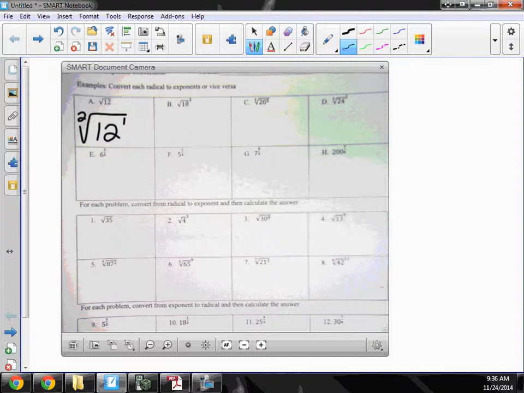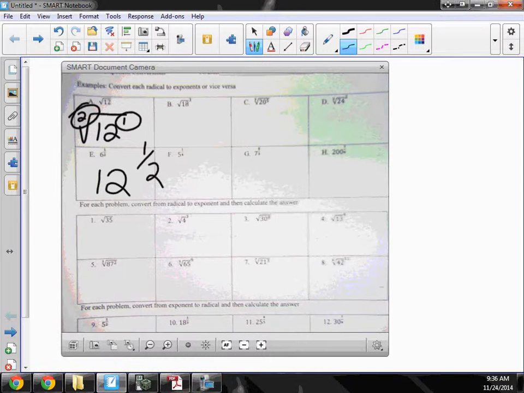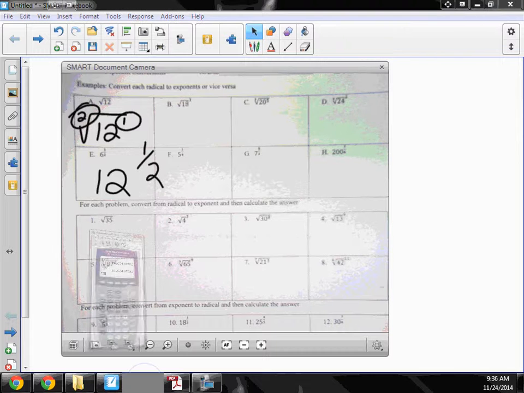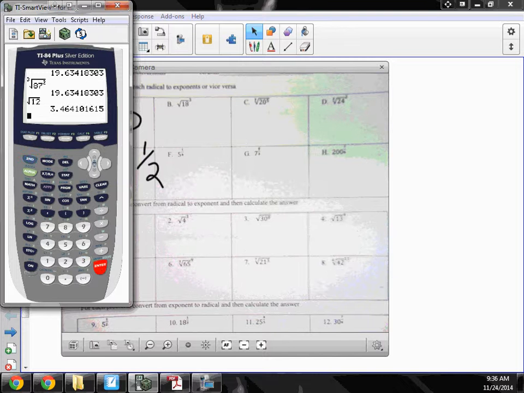So I just wrote it this way to show you how to convert. When you go from radical to rational exponents, 12 stays the same. This number becomes the numerator, and this number becomes the denominator. So 12 to the 1/2. So the square root of 12 and 12 to the 1/2 are the same number. I'll show you. If I were to do the square root of 12 or 12 raised to the 1/2, either way I'm going to get the same number.